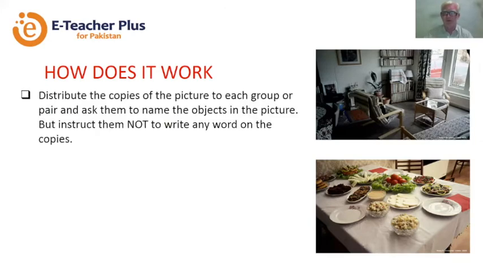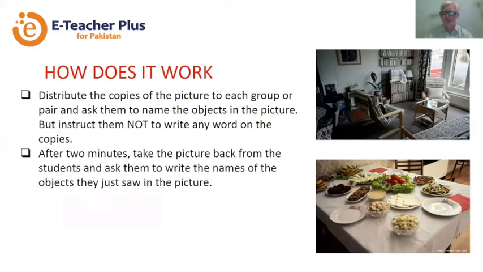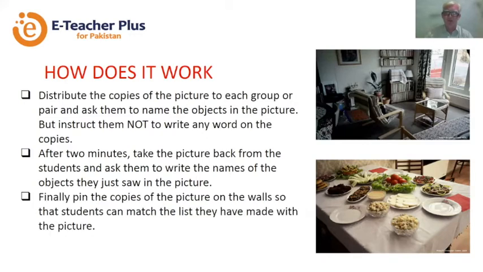you ask the students to write whatever they have seen, those words or the names of those items they have just seen in the pictures, on their copies. Then you fix these pictures on the wall and ask the students to compare the actual picture with their lists. In this way, they can rectify themselves on whether what they had seen was correct or not.